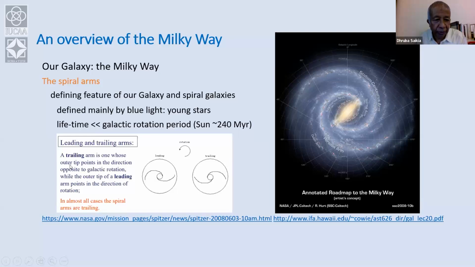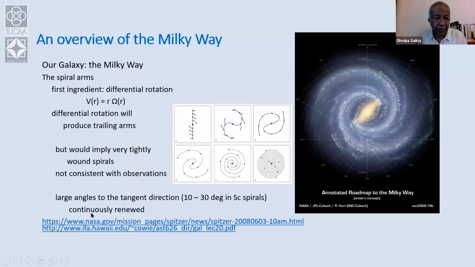A trailing arm is one whose outer tip points in the direction opposite to galactic rotation. If it points in the same direction, it's called leading. But in almost all cases, the spiral arms are trailing. Now, let's see what could be the reason for it. The first ingredient, as you also learned from your H1 experiment talk, is differential rotation. With V being constant, the angular velocity is larger at smaller radii, so with time the pattern will wind into a spiral.